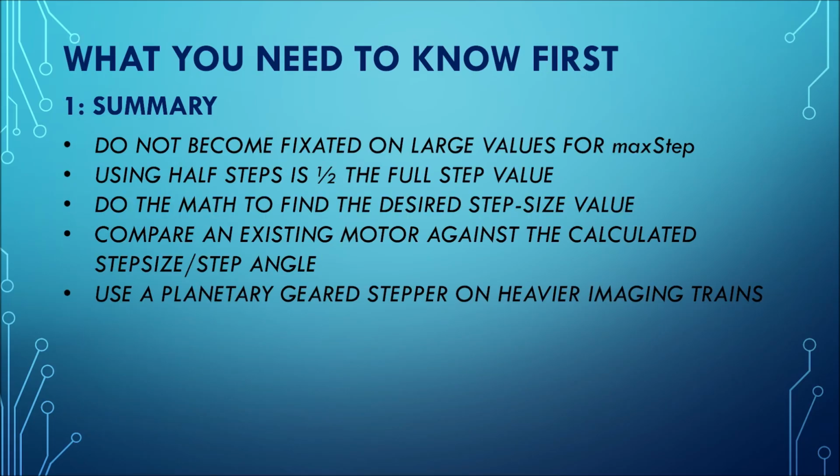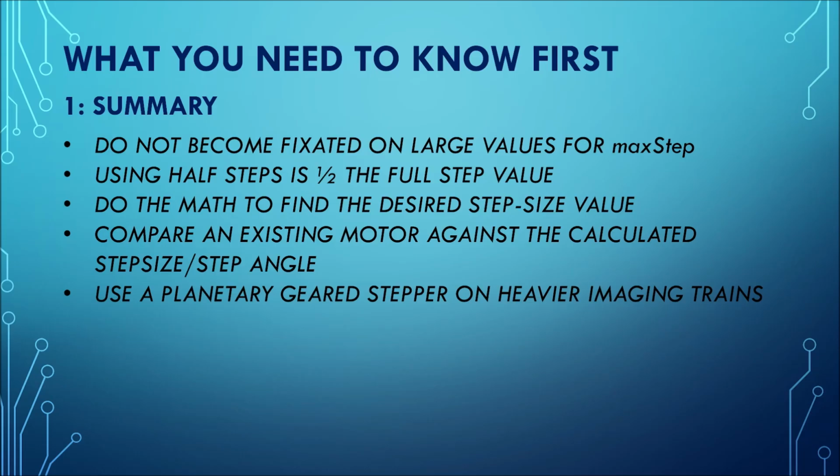Don't become fixated on larger values for max step, because that's not the crucial parameter here. The crucial value is the step size. So it doesn't matter whether max steps are 3,000 or 30,000, it's the step size which is going to control how well the focusing occurs. Using half steps, the numbers come out to be exactly half the full step value, so it's quite easy to just divide things by 2 to get what it looks like at half steps.